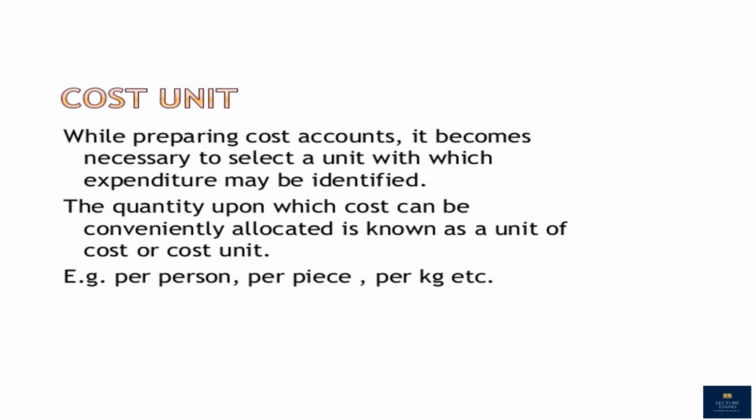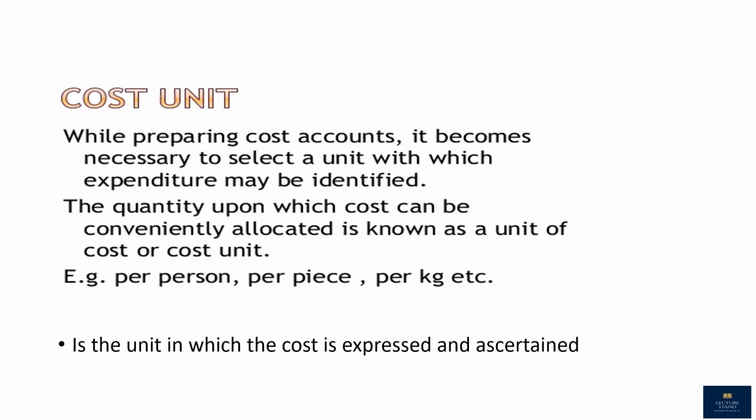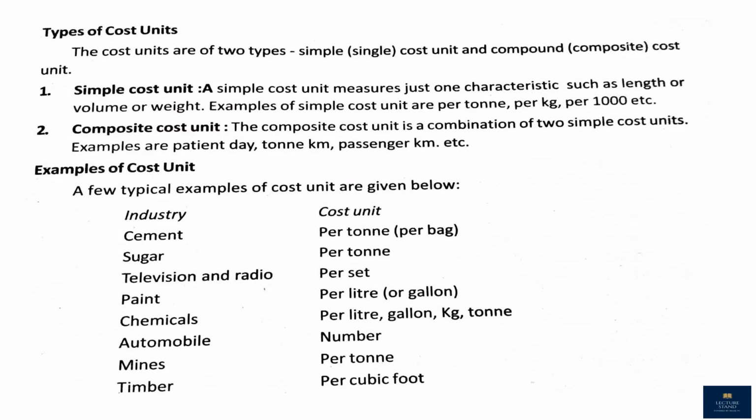Example: per person, per piece, per kilogram. This is a cost unit. So what is a cost unit? It is the unit in which the cost is expressed and ascertained. There are two types of cost unit.